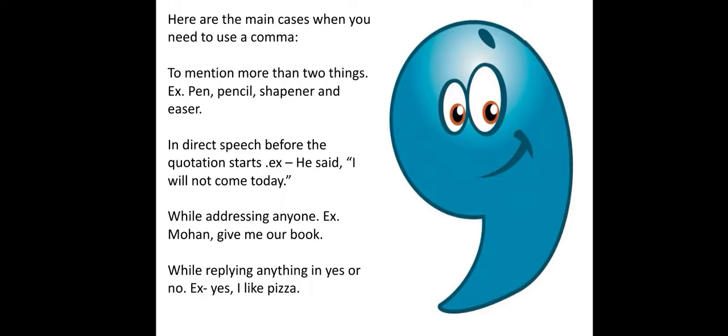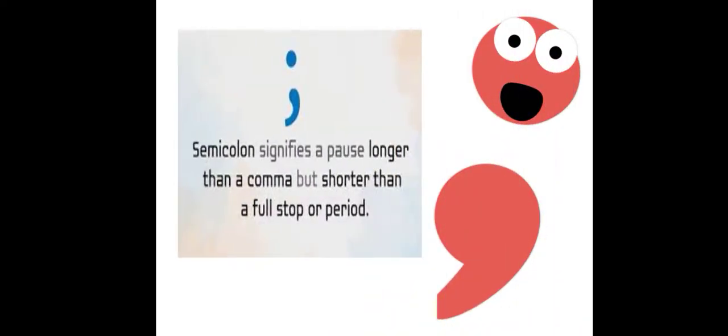Where else do we use a comma? In direct speech. When we start a direct speech, before starting the quotation, we give a comma. See, the example is given. Another use of a comma is when we want to address anyone, and also when we reply anything in yes or no. At that time, also we use a comma. Okay, so don't forget, when you are reading and you find a comma, you have to stop for a while. Okay, that is the proper way of reading a comma.